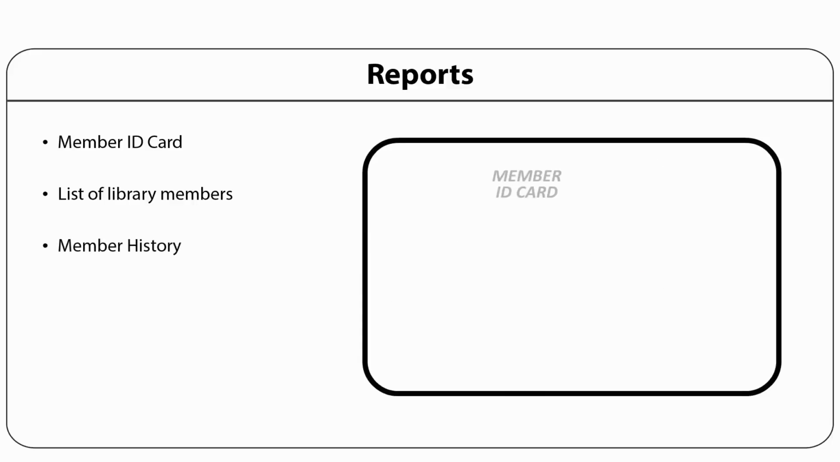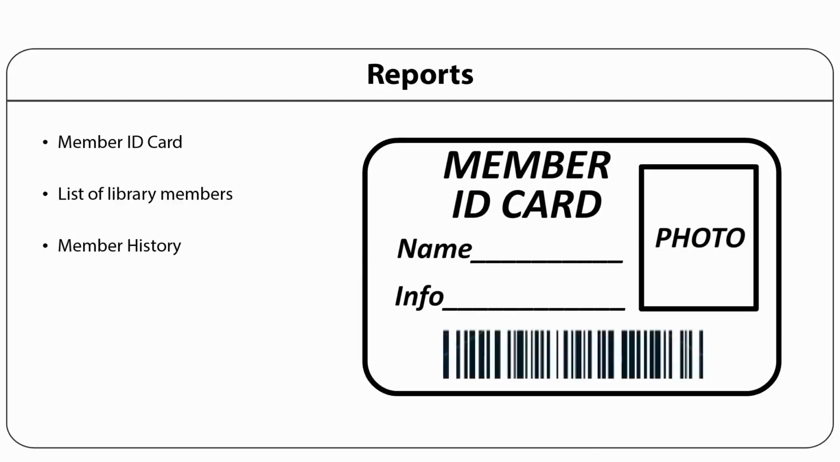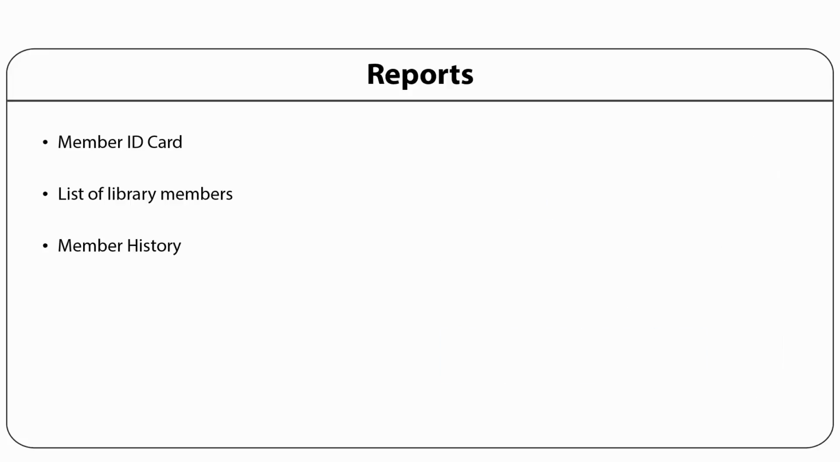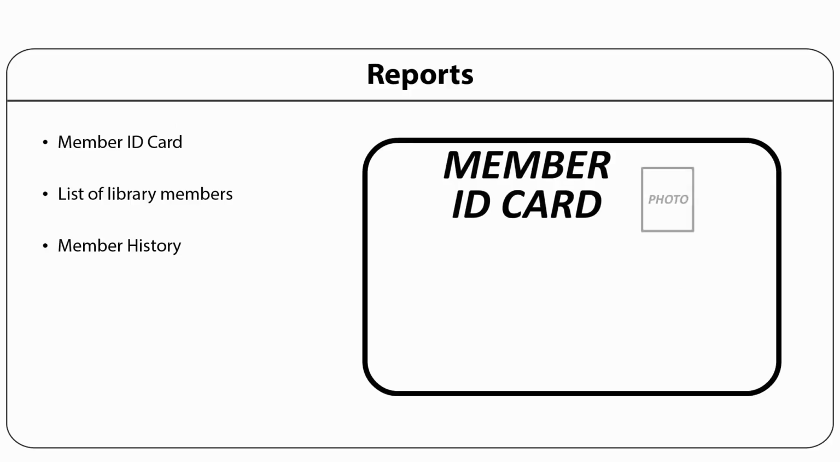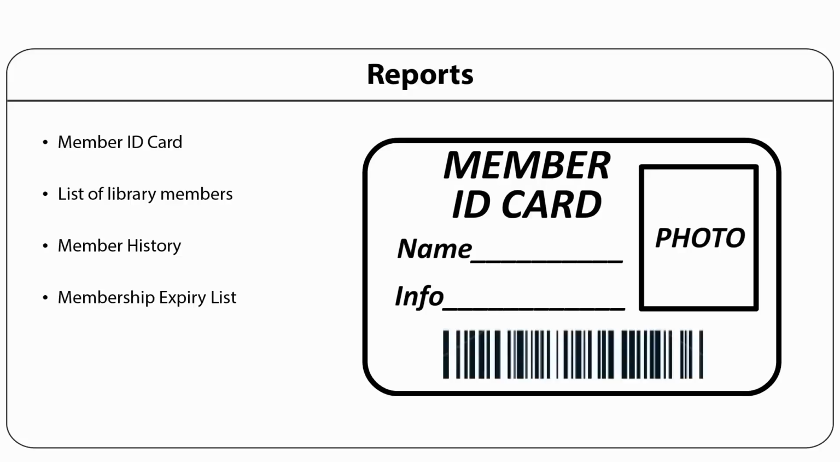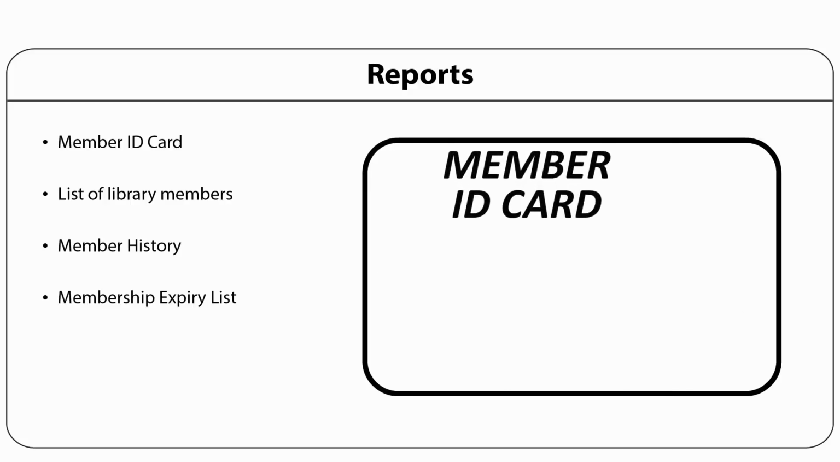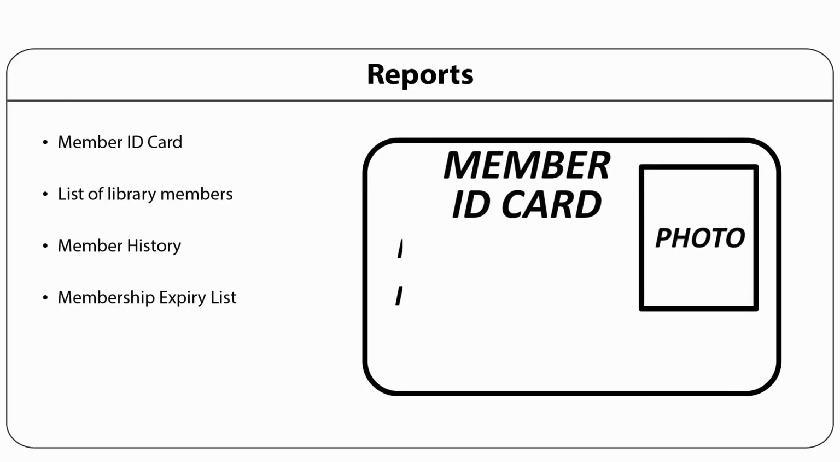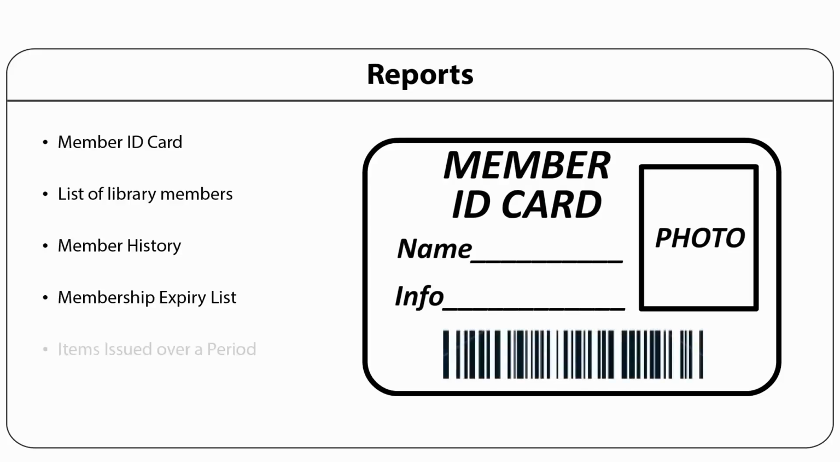Next, member history. It generates or displays a list of documents that are issued and returned by a member during his or her membership period. The membership code of the user is required to be entered for generation of such a list. Next is the membership expiry list. This facility generates a list of memberships expiring either on a particular date or between two different dates.